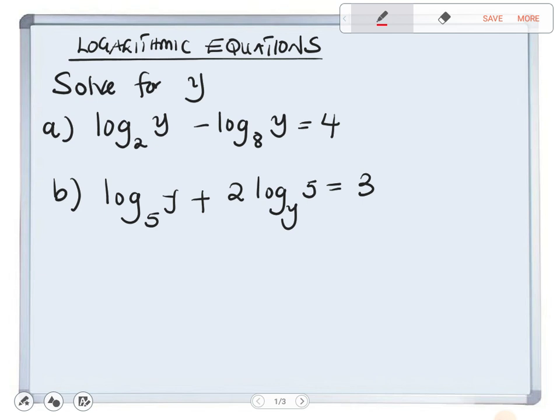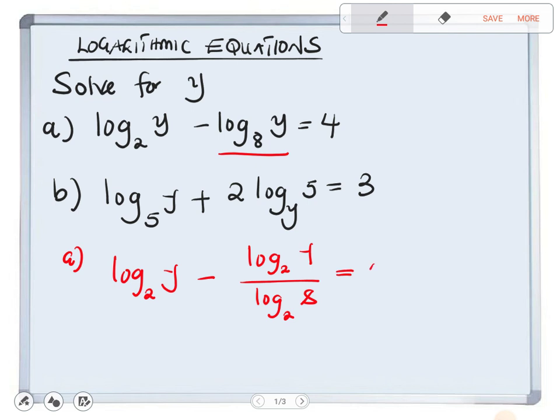Looking at the first one, ladies and gentlemen, we first have to express this in base 2, because base 2 is the lowest here. So we express this in base 2. We say log base 2 of y. How can we change this one to base 2? Remember change of base. So we get log base 2 of y over log base 2 of 8, equal to 4. So we change to base 2. Is it making sense there?